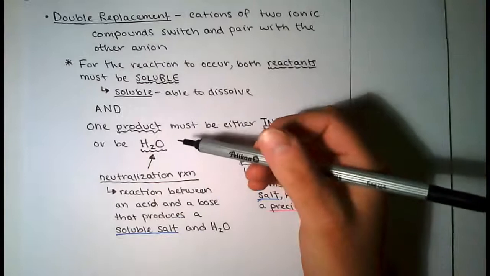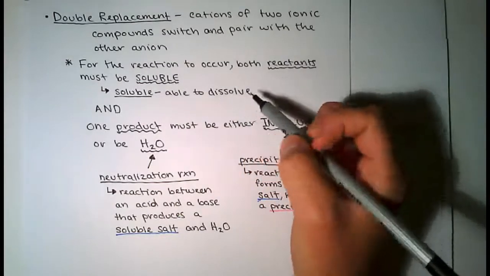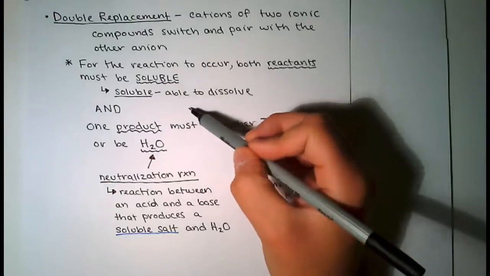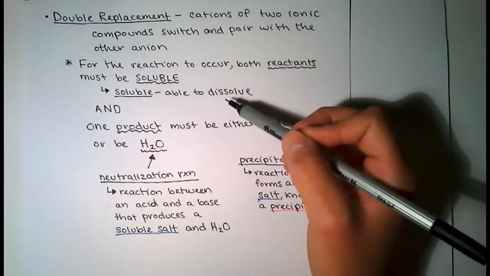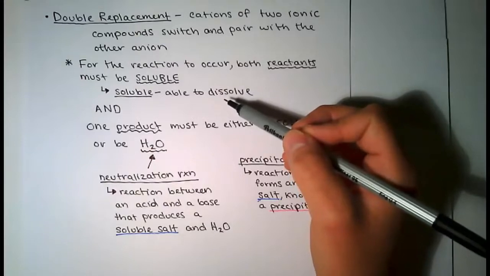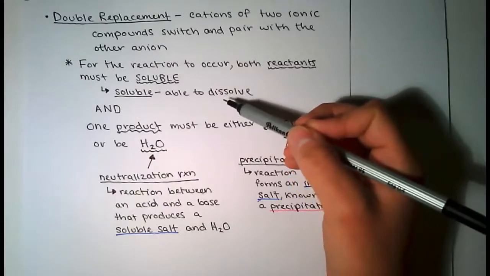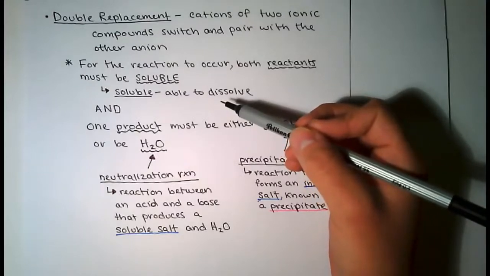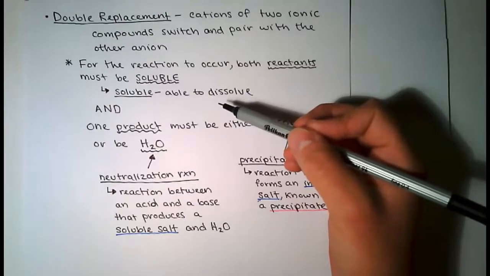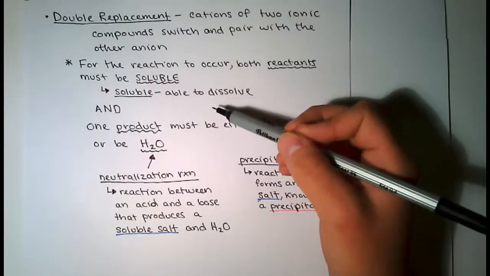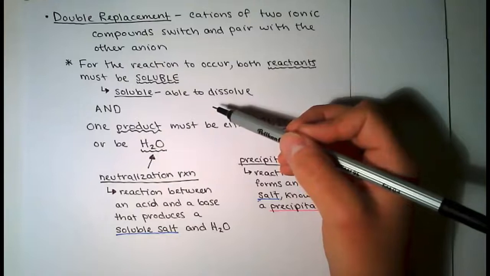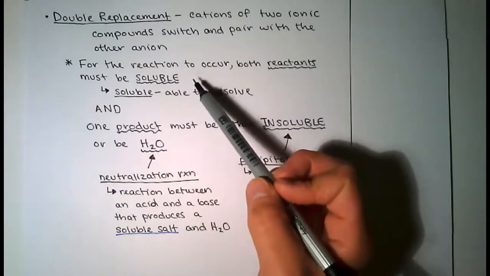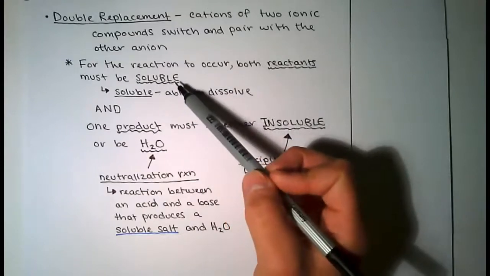First of all, for the reaction to occur, both of the reactants must be soluble, meaning that they are able to dissolve. And when we're talking about able to dissolve, usually we are talking about able to dissolve in water. Water is the universal solvent, and very close to all of the reactions that we look at, at least in this class, will be occurring in water as a solvent. So that's the first requirement: for the reaction to occur, both reactants must be soluble.